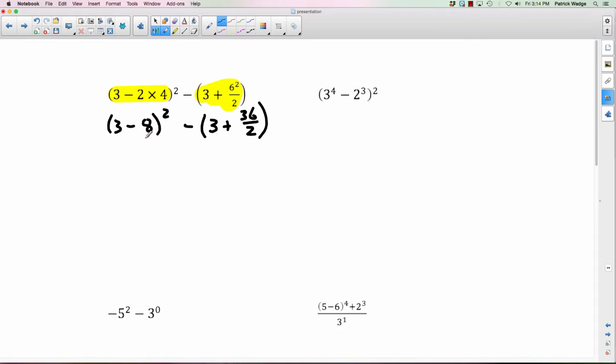All right, let's go back and look at the first bracket. I can do this now. 3 minus 8, I can do that. Oh, no, again, into the negatives. It's going to give you negative 5 when you go 3 minus 8.